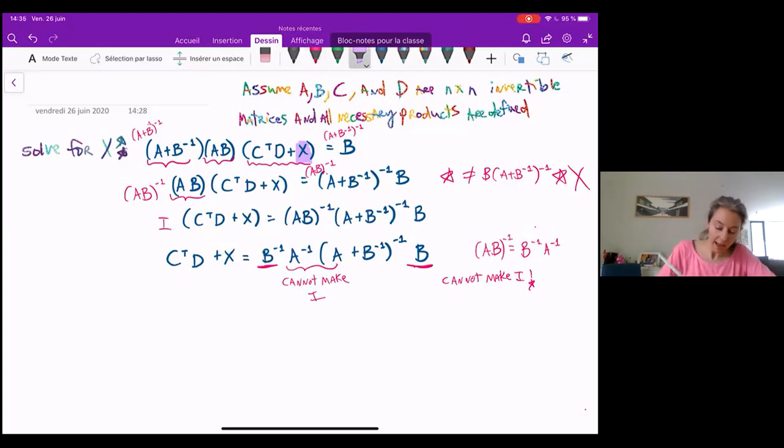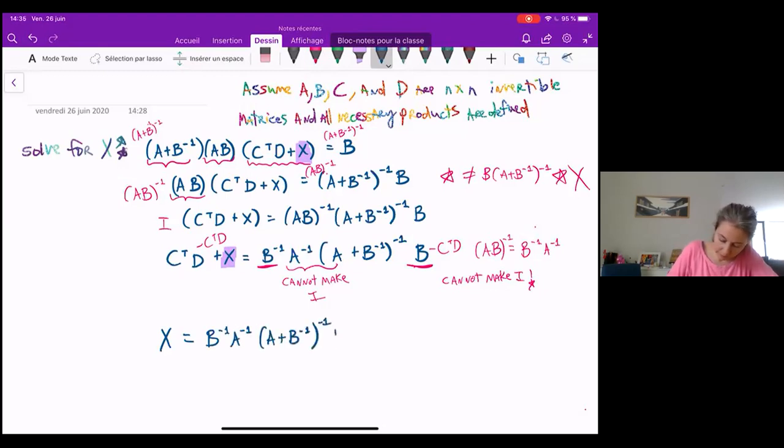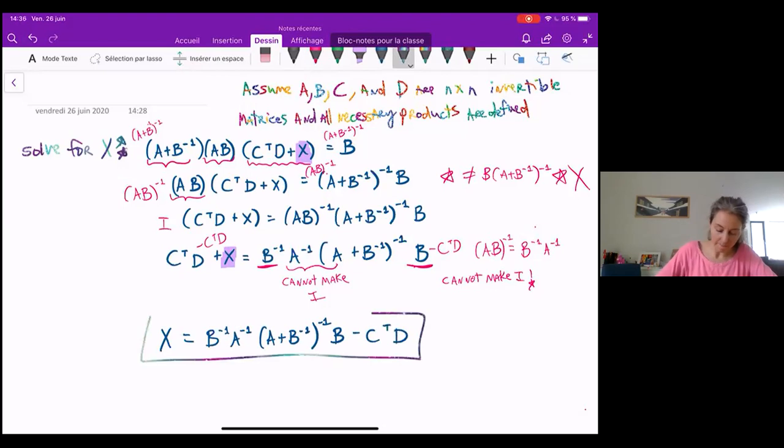All right, last step towards isolating X. X is now being added to C transpose D. So to move C transpose D to the other side, I just subtract. So my final answer here is X is equal to B inverse A inverse times (A plus B) inverse inverse times B minus C transpose D, and that is my final answer.